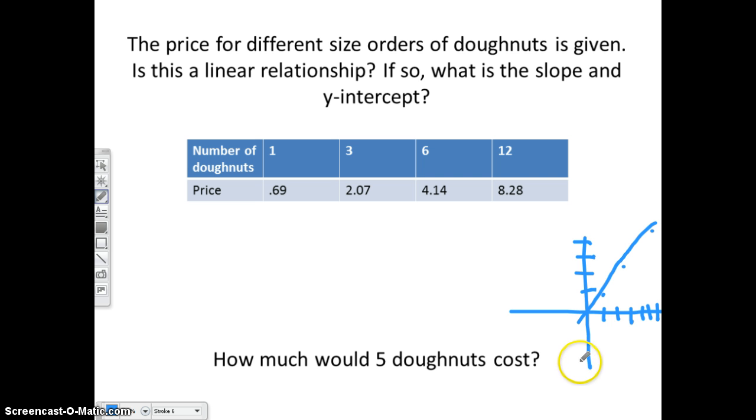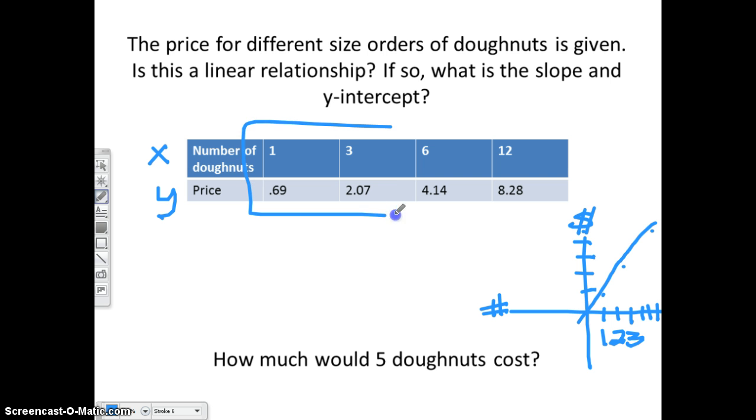I'm thinking it's linear, so I want to go ahead then and see if I can calculate a slope and a y-intercept. Now you'll notice the x-axis is the number of donuts, and the y-axis is the price. For however many donuts I buy, I'm going to pay this much. We have an x-coordinate and a y-coordinate, and we can calculate slope. Let's just take these two right here. I'll make that my sub 1 and this one my sub 2.